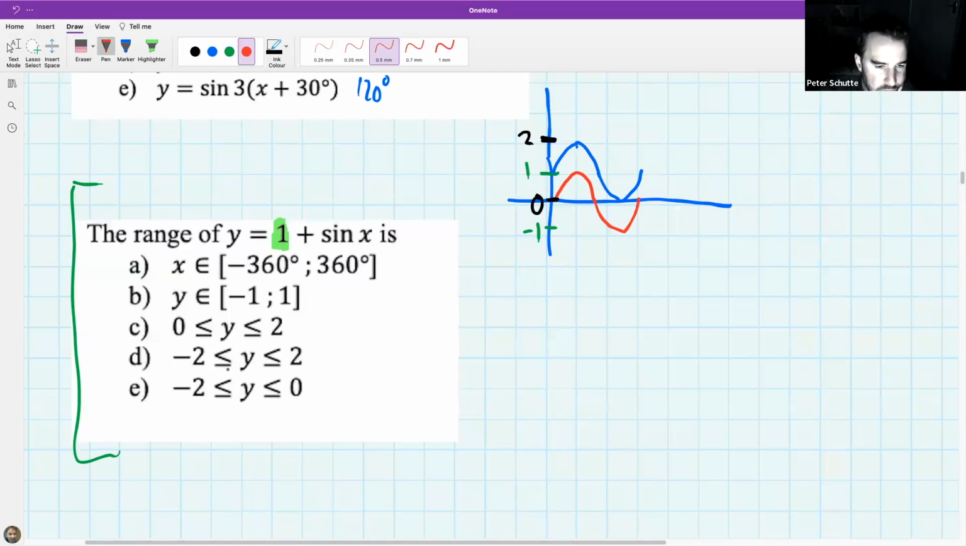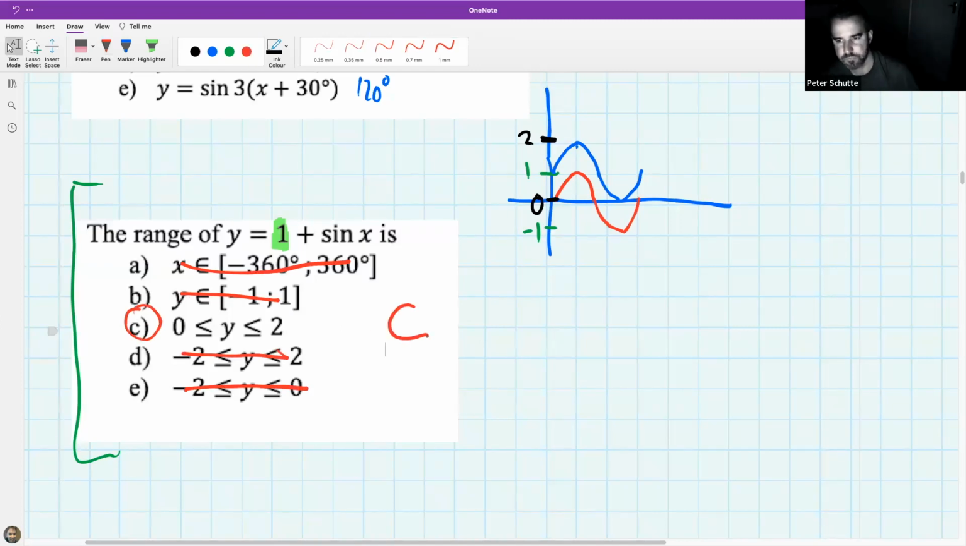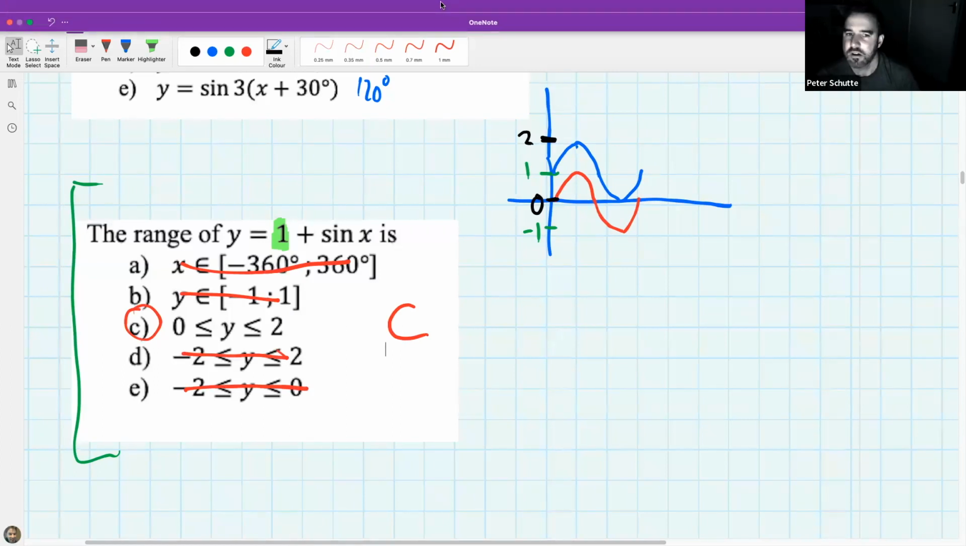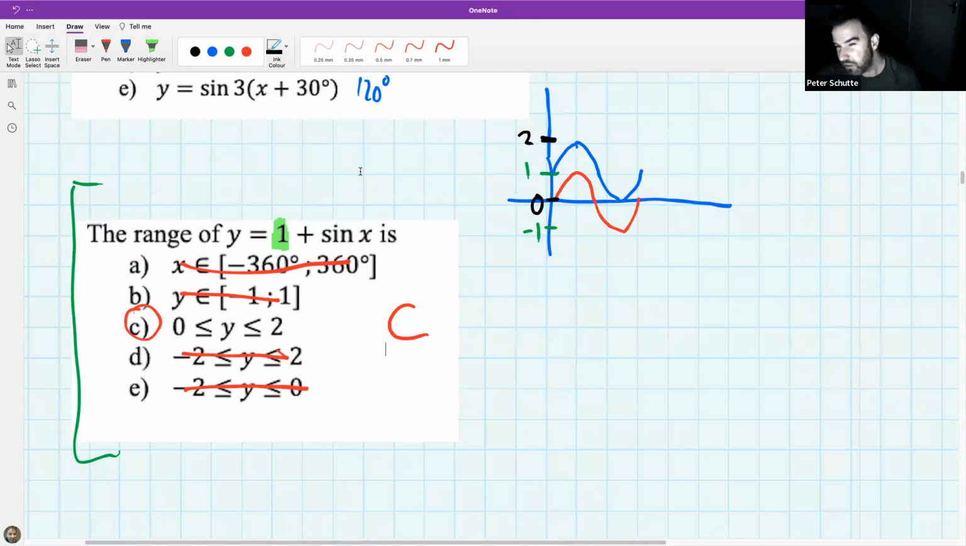I think it's not going to be this one, not going to be that, not going to be that, not going to be that. It's going to be this one. It's going to be C. Yes, Gebotso. That is correct.